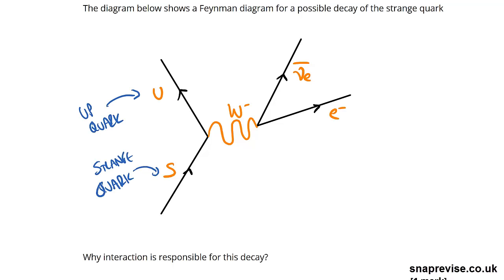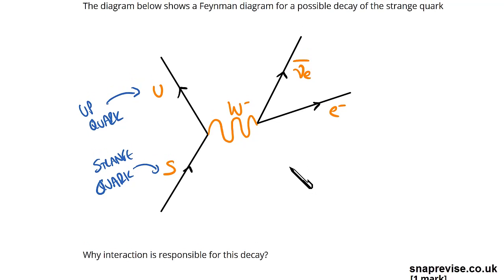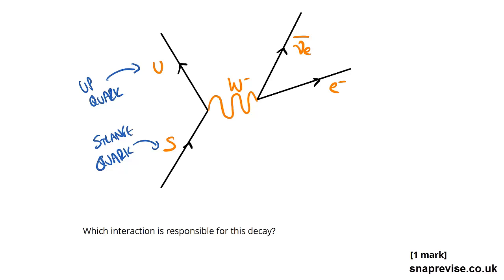Remember, I don't think we've actually seen a Feynman diagram specifically for quarks before, but this is something we will actually see sometimes. It's not going to be uncommon to see this kind of thing. Instead of the standard proton decaying into a neutron or neutron decaying into a proton, whatever, we will see something like this. So which interaction is responsible for this decay?